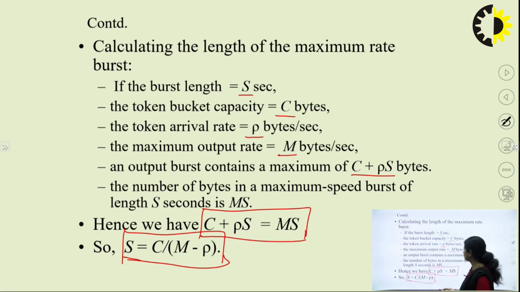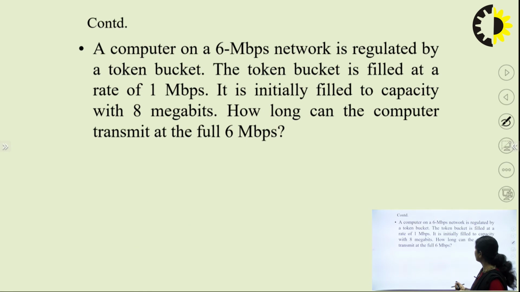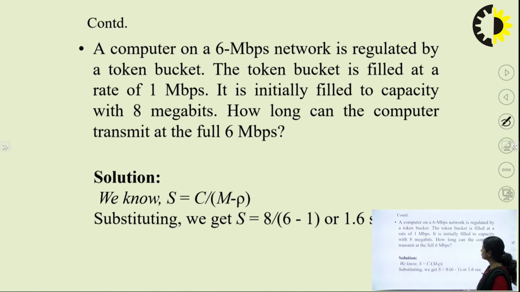Here we can use the formula S = C / (m - rho). The values are given and we simply need to put them into the formula. By substituting, the capacity C is 8, the value of m is 6, the transmit rate, and rho is 1 Mbps. So 8 / (6 - 1) gives 1.6 seconds.